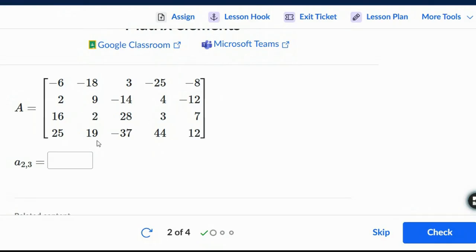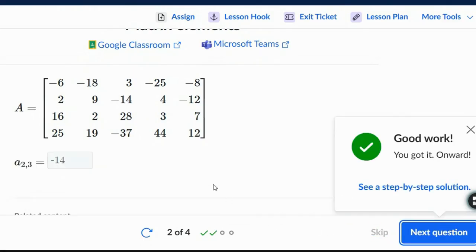We got a 4 by 5 matrix. We're looking for the 2, 3 element. So there's the first row. Here's the second row: 2, 9, -14, 4, -12. When I look for the third column, that's the first column, that's the second column. Oh, must be -14. Good job, guys. Check. Good work. You got it. Next question.